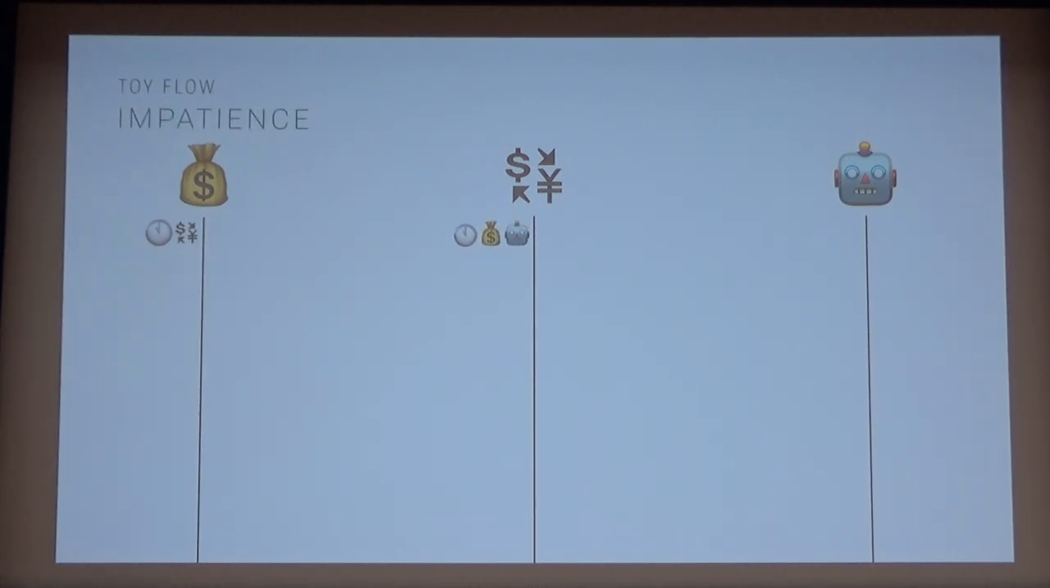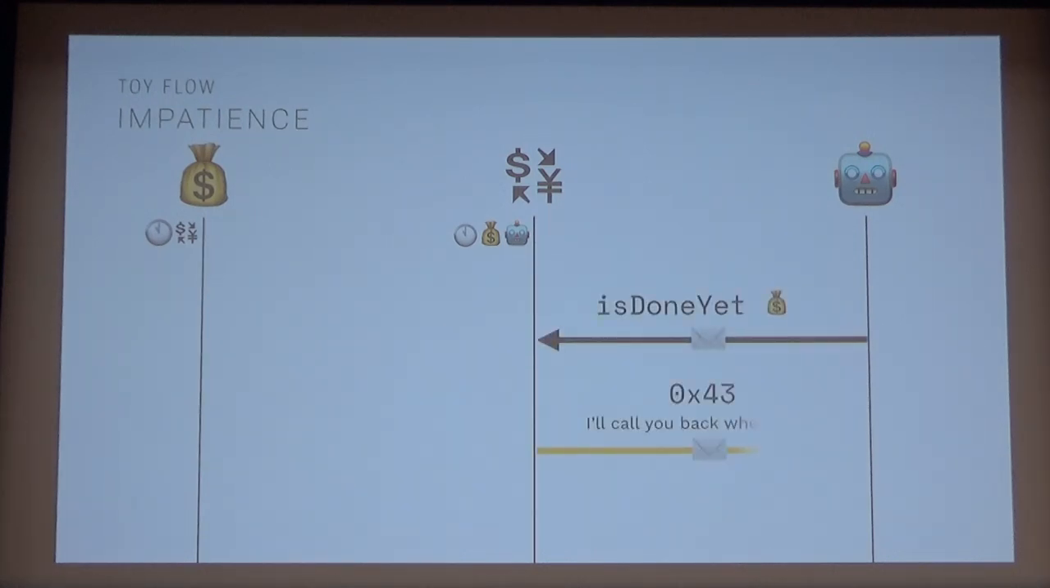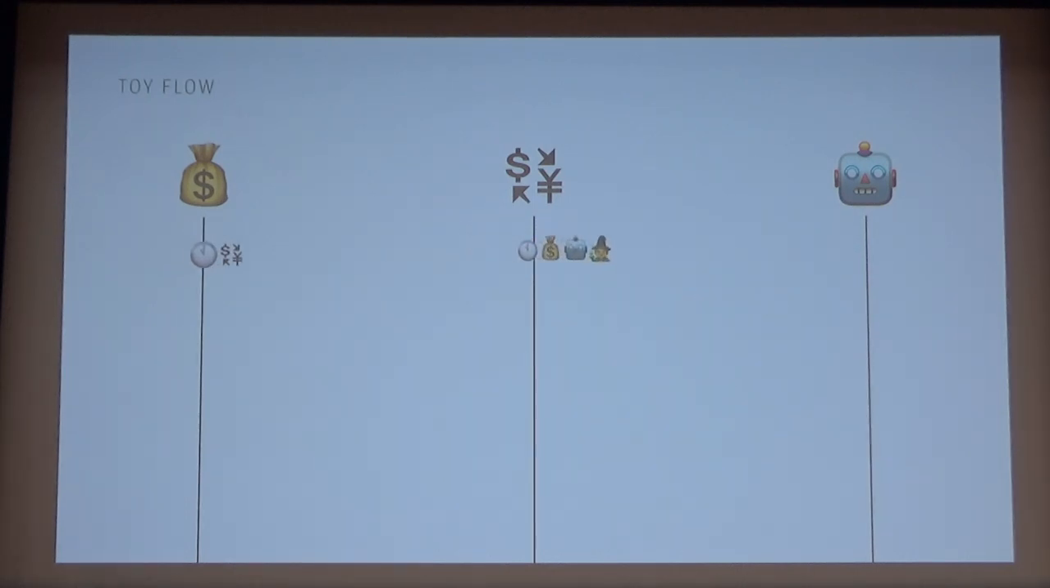Some time goes by, the user gets anxious and goes, is this done yet? So they ask, is it done yet? And it says, no, I don't even have to go and check. Let's just revert, pretend this transaction never happened, and that's a no.